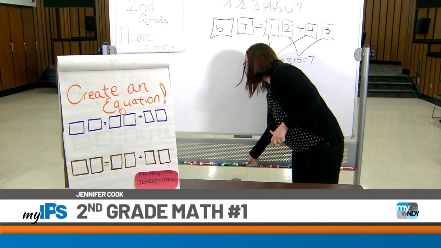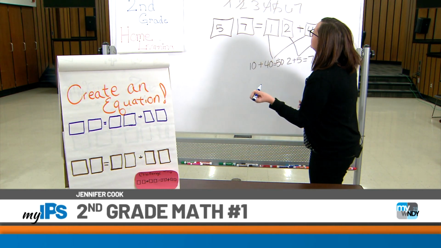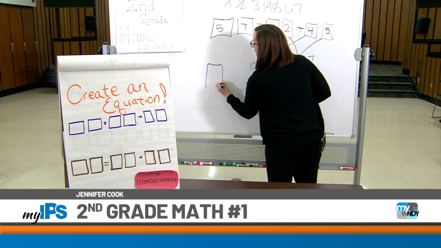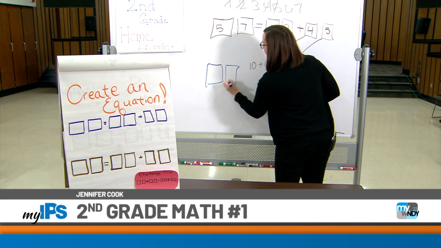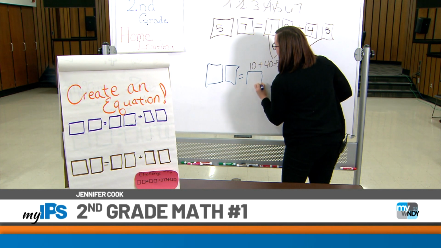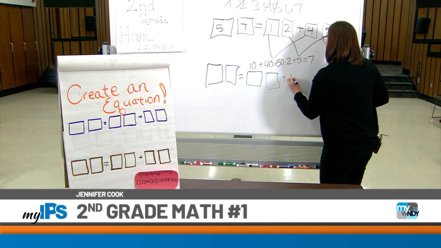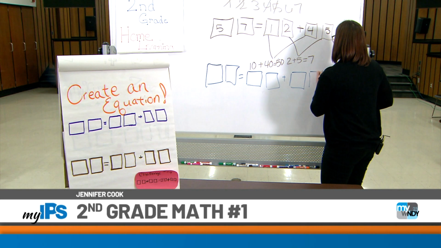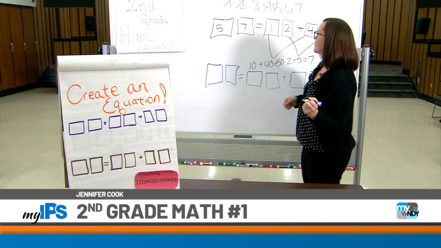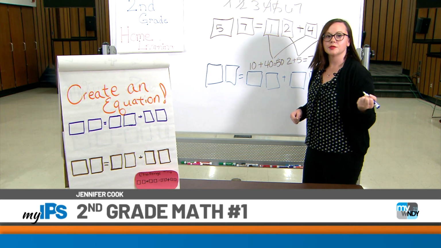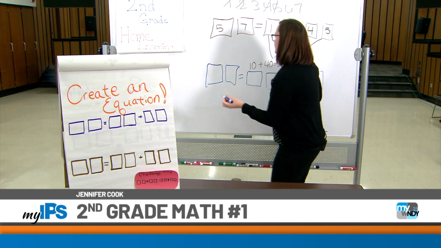But I want to change colors. So this time, I think I'm going to start on the equal side. And I'm going to try to build that number using all my math strategies. So let's say I use the number 67.